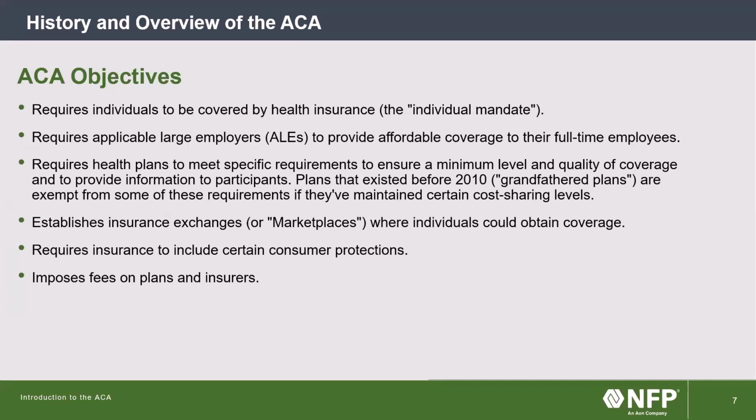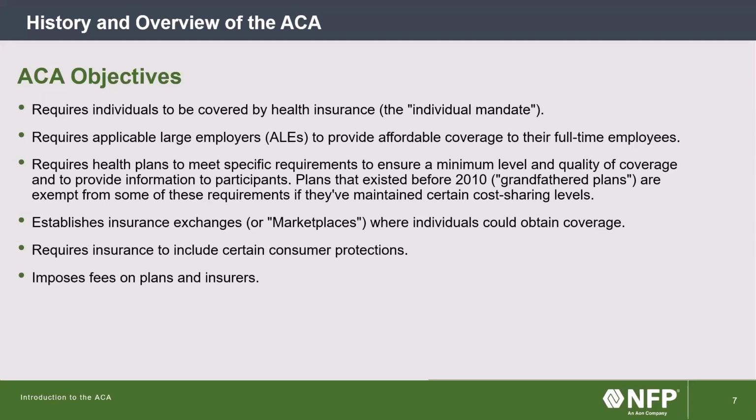Why do we promulgate these rules and pass these statutes in the first place? Well, the ACA wants to achieve several different objectives. The first is that the ACA requires individuals to be covered by health insurance. This is the individual mandate that has been something of a thorn in the side of the legal establishment for a while. But the ACA also requires that applicable large employers, or ALEs, provide affordable coverage to their full-time employees.